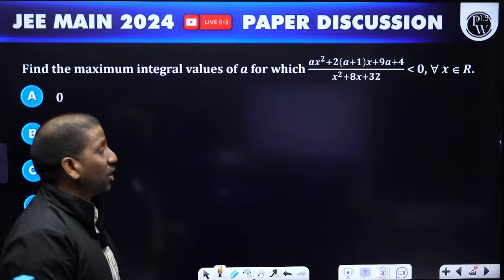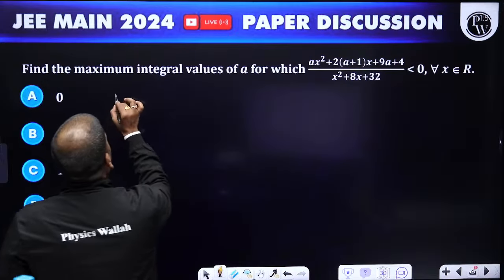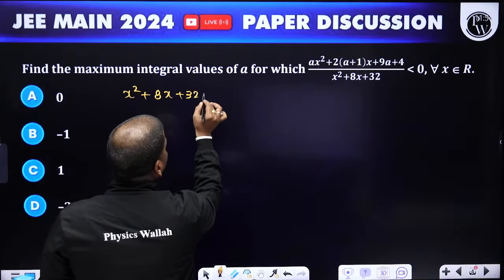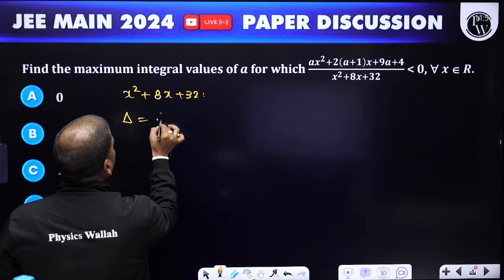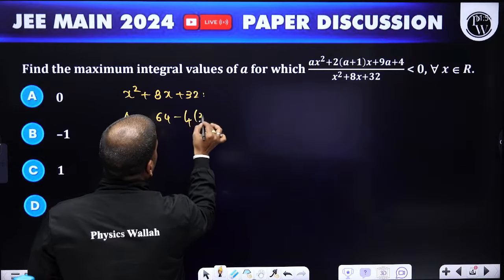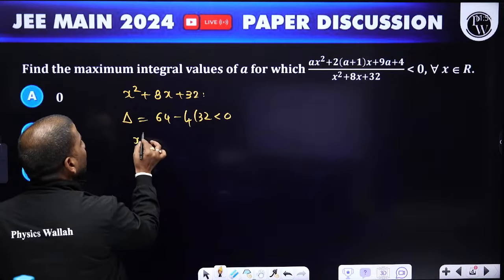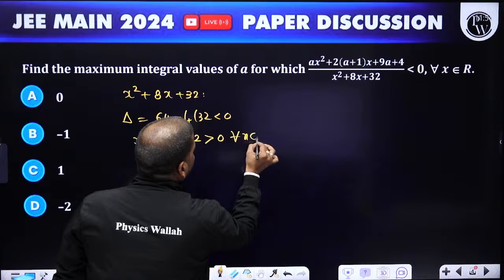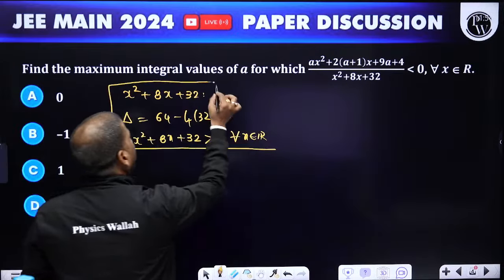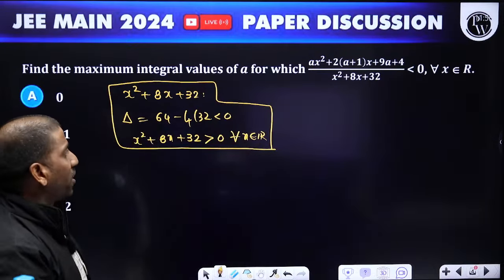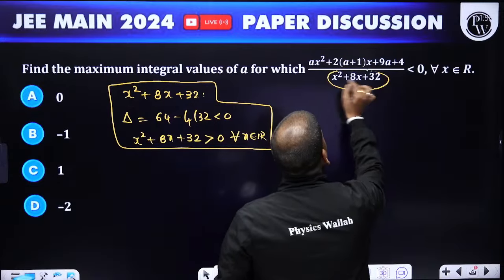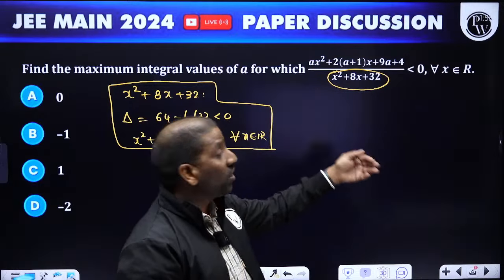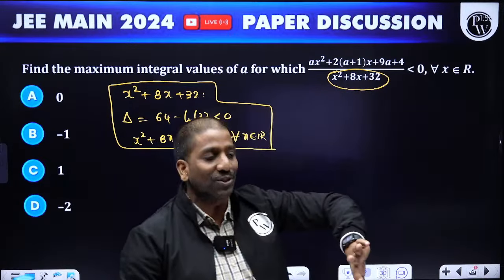Rational quadratic expression. If you observe, x square plus 8x plus 32: the determinant is equal to 64 minus 4 times 32, which is less than 0. So that means x square plus 8x plus 32 is greater than 0 for all x belonging to R. This is the most interesting and important point from quadratic expressions. So this is always positive. There is no role of x square plus 8x plus 32 with respect to the sign of this rational expression. So we can leave it.